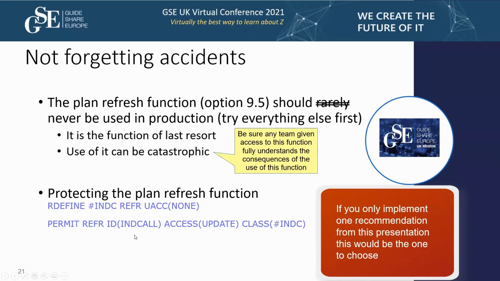But protecting against the function is fairly easy. You do an RDEFINE hash INDC for the refresh function, user access none. And here, this is my INDC all group. So this would be my emergency group that I would give somebody access to in the case of an emergency. And I think if you need the refresh command, it would class as an emergency.